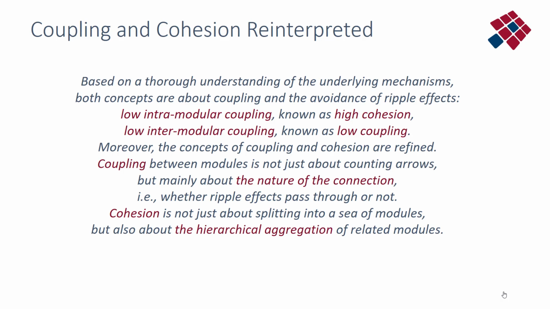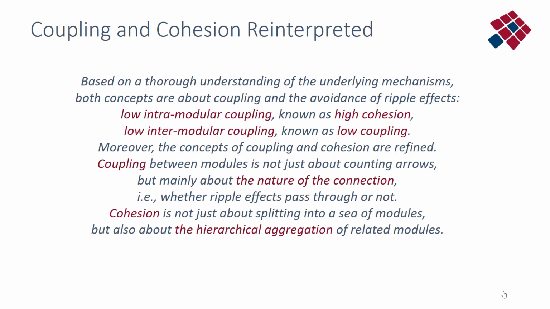So if we summarize that, then we say that basically these design theorems, and therefore most heuristic software knowledge, are about coupling, and more specifically the avoidance of ripple effects. We need low intramodular coupling, low coupling within the modules, which is known as high cohesion. And we need low intermodular coupling, coupling between the modules, which is known as low coupling. And coupling is not just about counting arrows, it's about the nature of the connection. It's about whether ripple effects pass through or not.